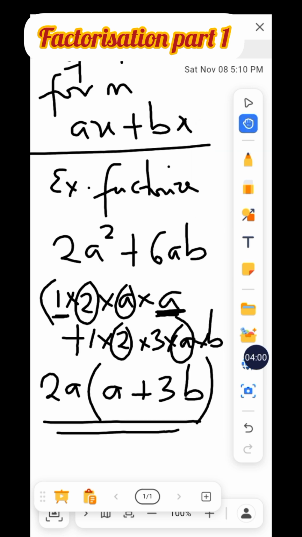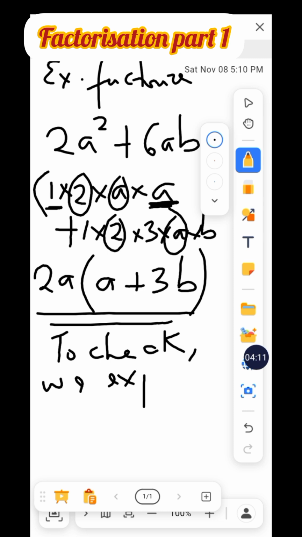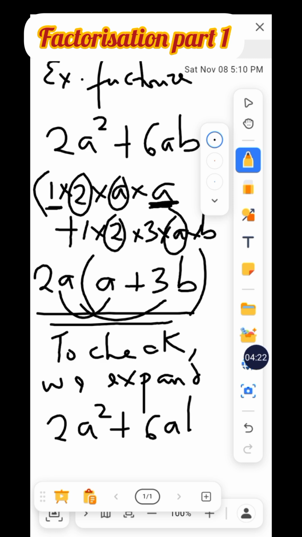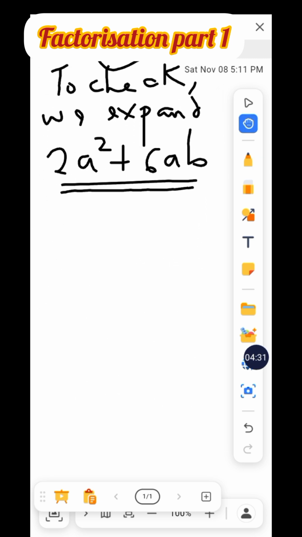If you want to check whether you are right or wrong, expansion is the opposite of factorization. To check, we expand. When we say 2a multiplied by a, that will be 2a squared. 2a multiplied by 3b, that will be 6ab. So once you expand and it goes back to the original question, then you know that you are correct. Okay, let us see further examples.